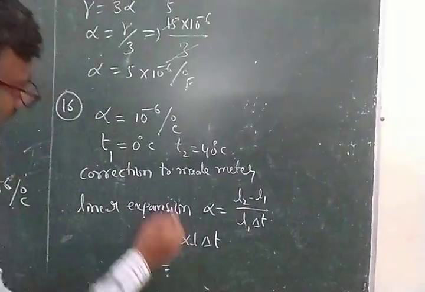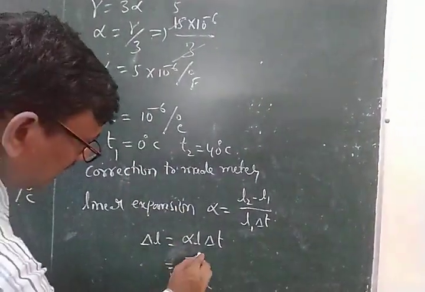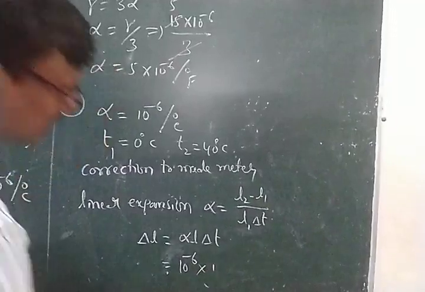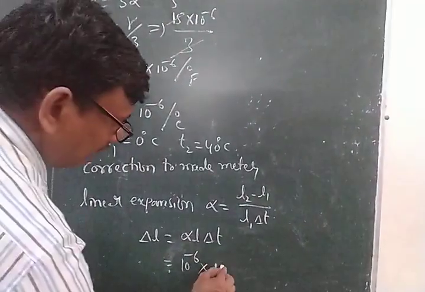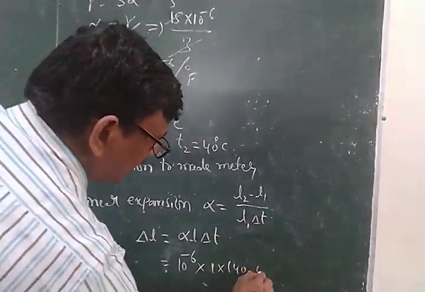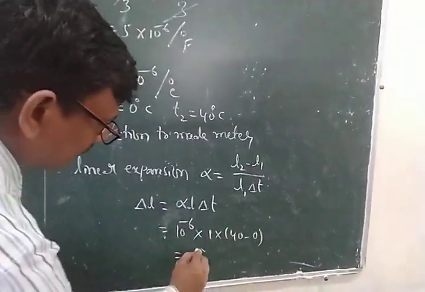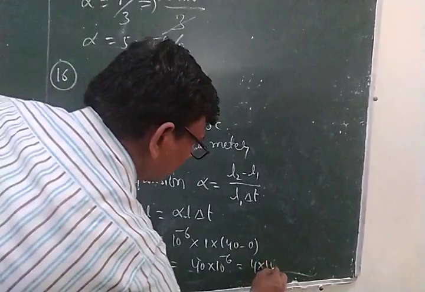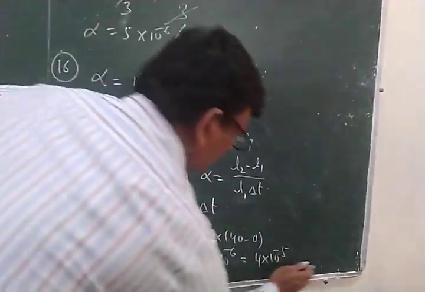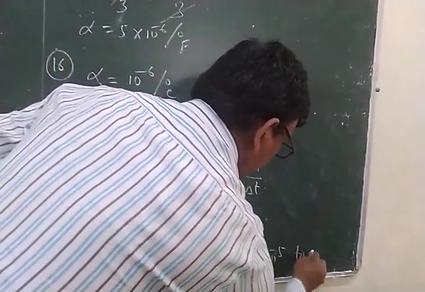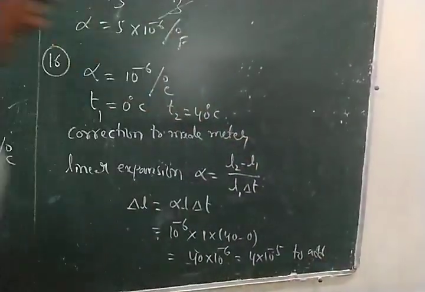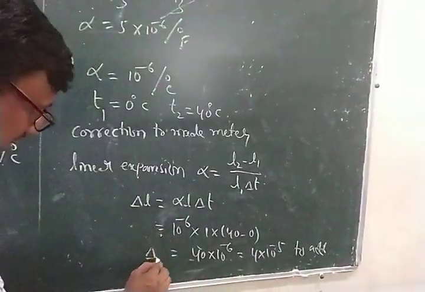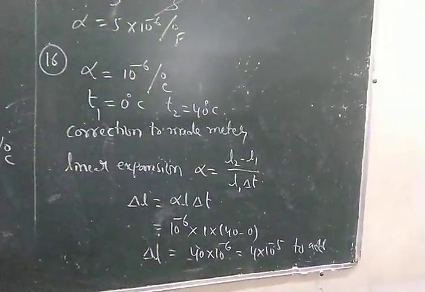Alpha is equal to how much? 10 power of minus 6. The meter scale is the one. The difference of temperature is 40 minus 0, that is equal to 40 into 10 power of minus 6, that is equal to 4 into 10 power of minus 5, to add to the meter scale. Then this is the correction of a length.